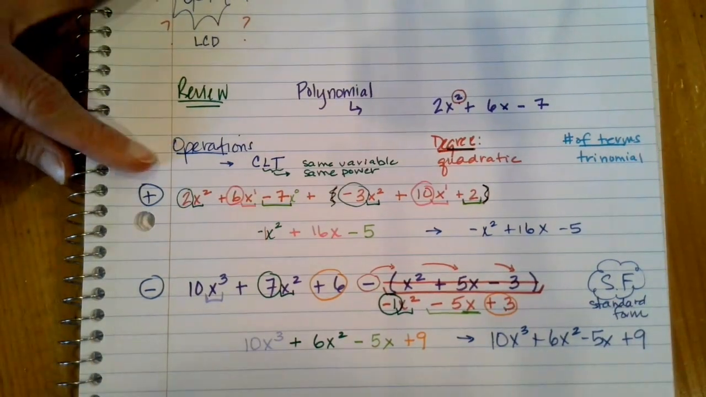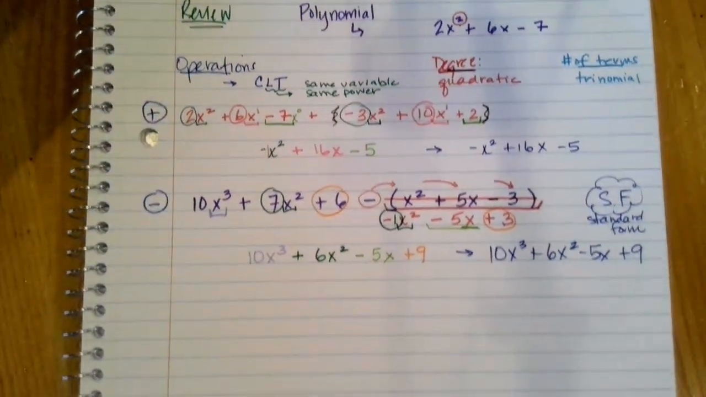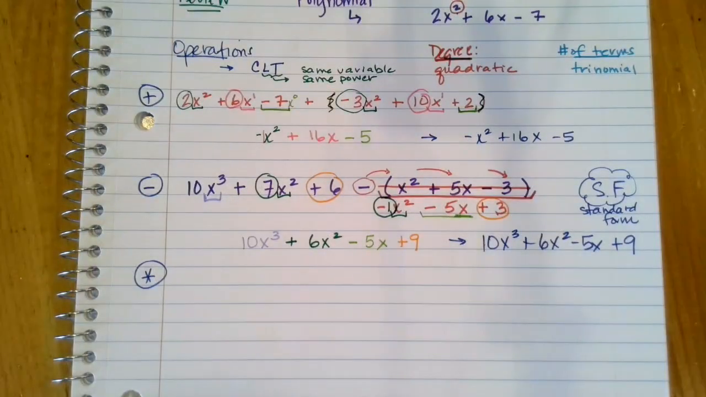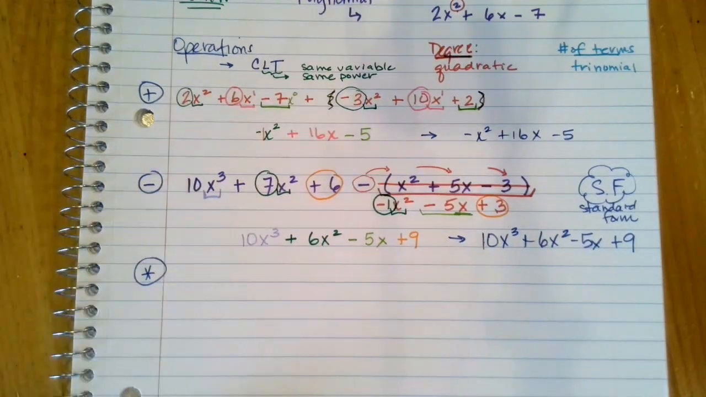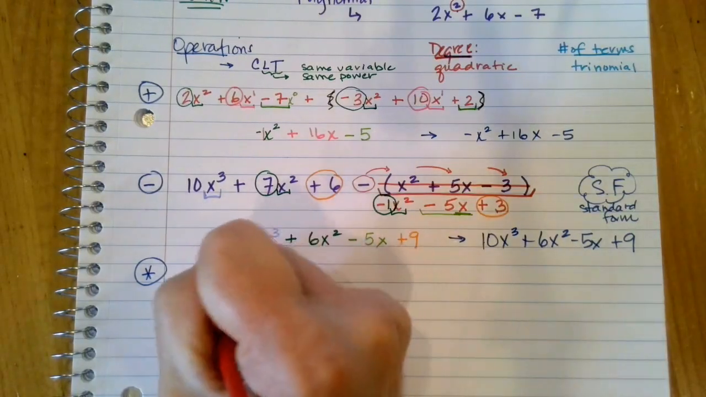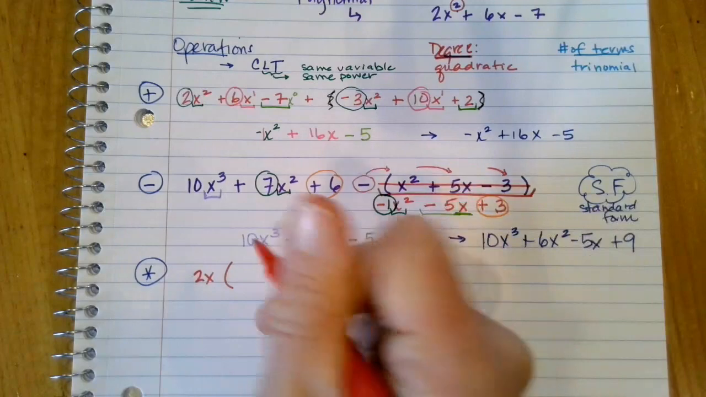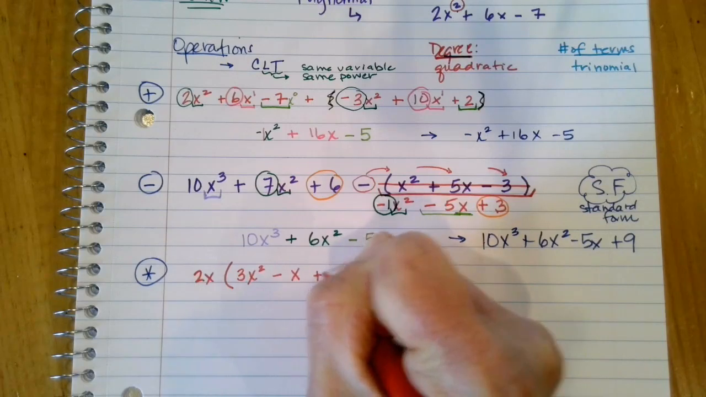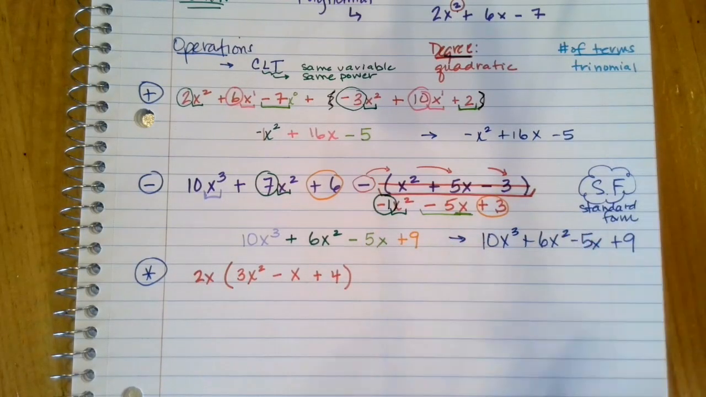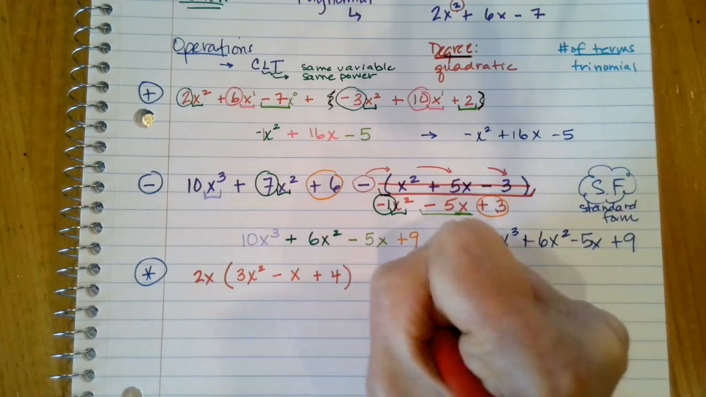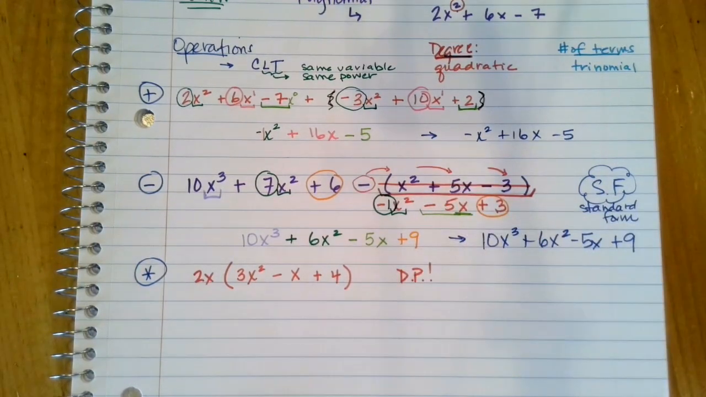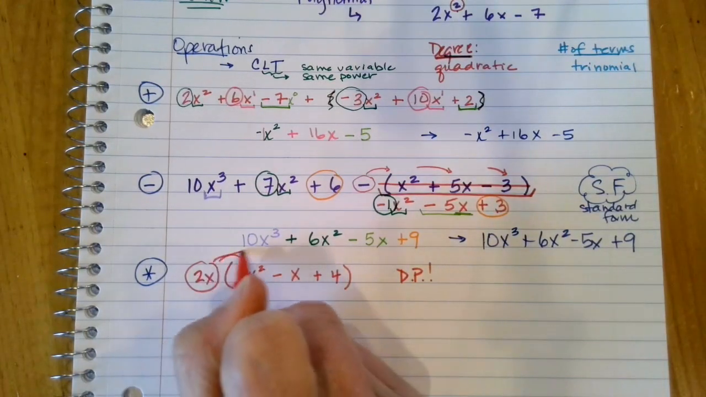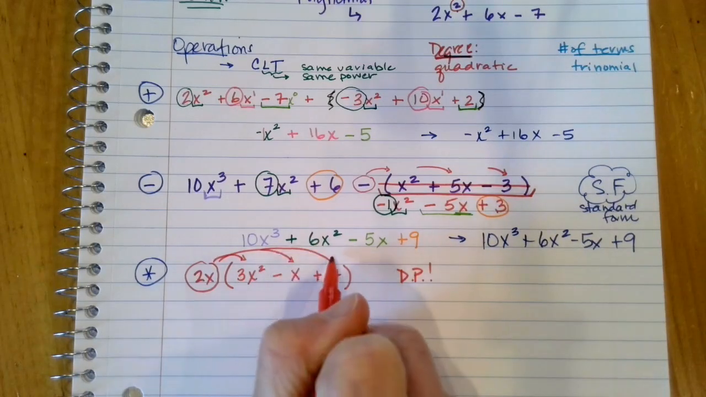Okay, so we talked about adding, we talked about subtracting. Now here comes the fun one, when we talk about multiplying our polynomials. I'm going to give you a couple of different scenarios here. So let's say that I have a 2x, and that is being multiplied by 3x squared minus x plus 4. We know we're going to need the distributive property, and your distributive property is the one that's going to say, hey, this 2x has to be shared out with each of these values in here.